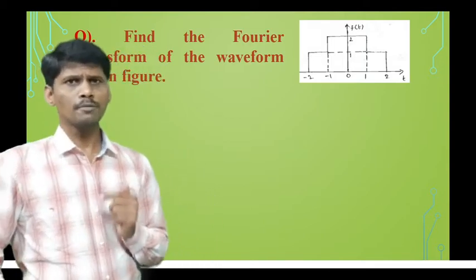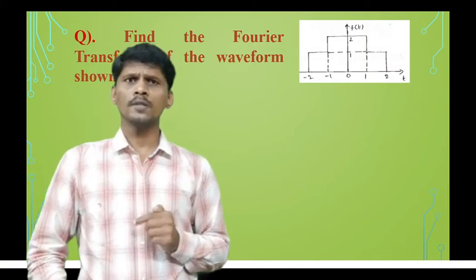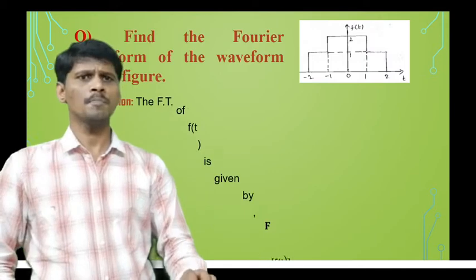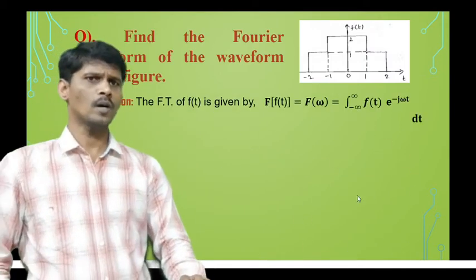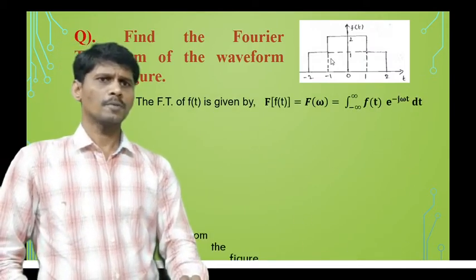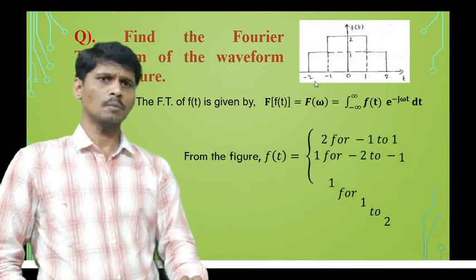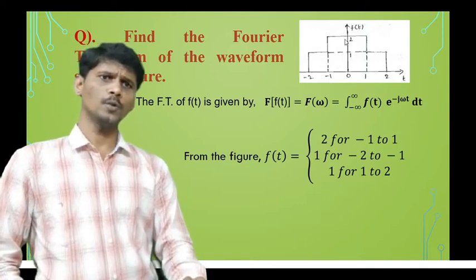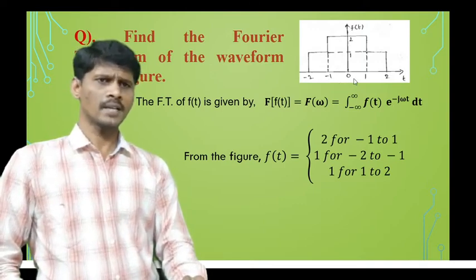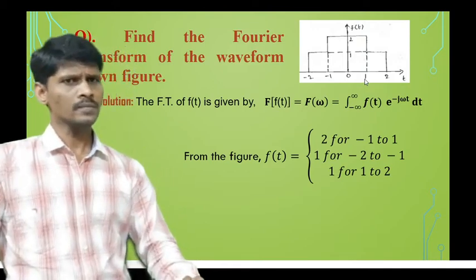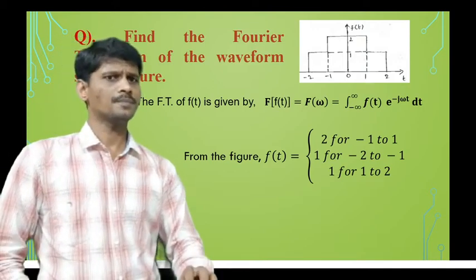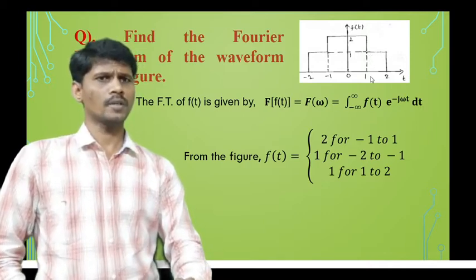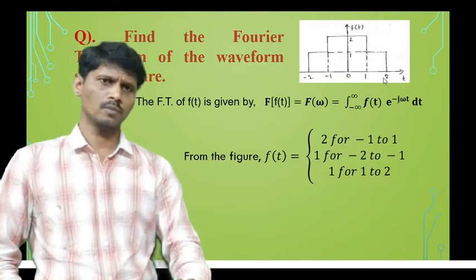Before applying the definition of the Fourier transform, first calculate the function f of t from the given waveform. So what is the function f of t from the given waveform? The function f of t is equal to 1 for t from minus 2 to minus 1, and function f of t is equal to 2 for t from minus 1 to 1, and function f of t is equal to 1 for t from 1 to 2.